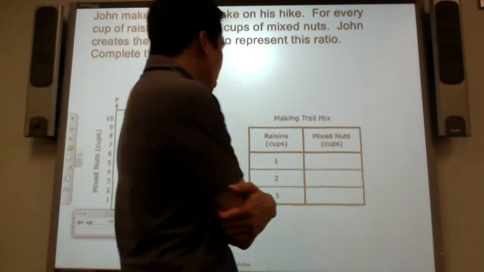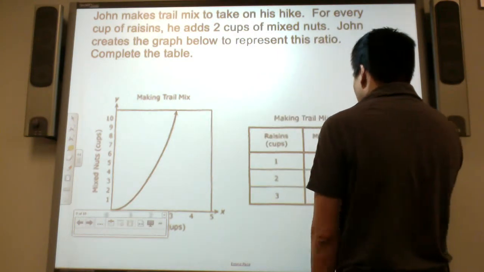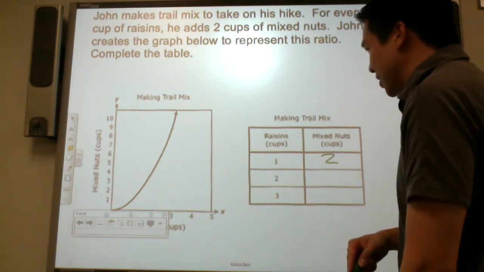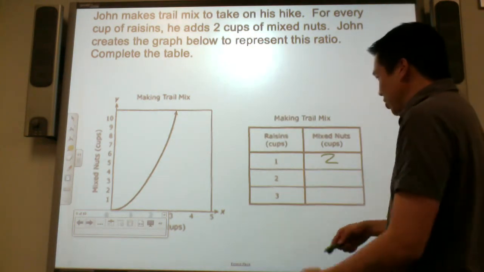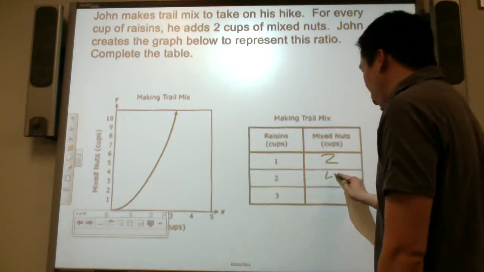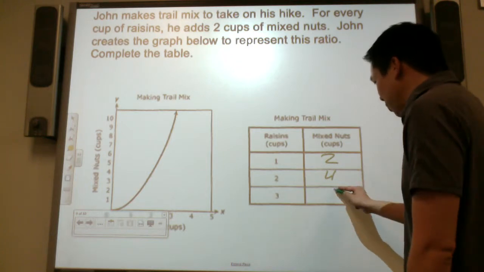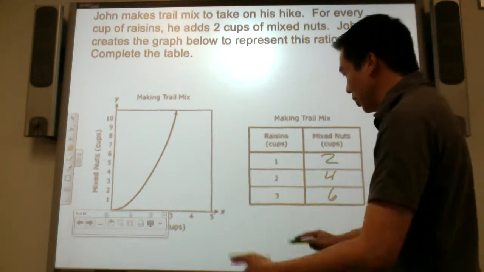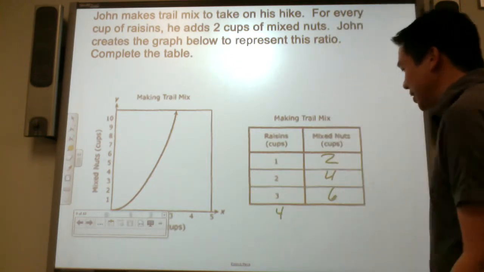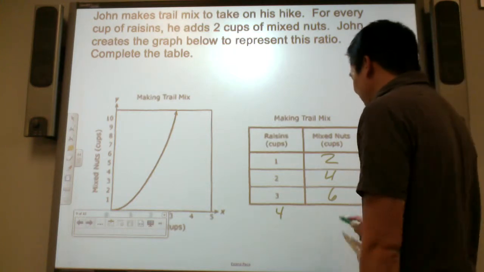Complete the table. So 1 cup of raisin, he adds 2 cups of nuts. So he adds another cup of raisins, so he adds another 2 cups of nuts, so that'd be 4. Then he adds another cup of raisins, so he adds another 2 more cups, that'd be 6. And if you want to keep on going, for 4 cups of raisin, he adds another 2 more cups, and that'd be 8.